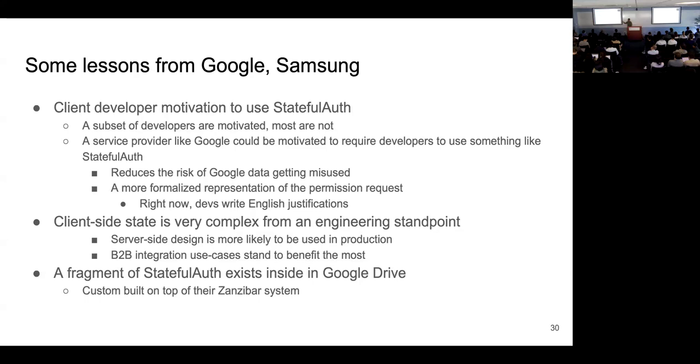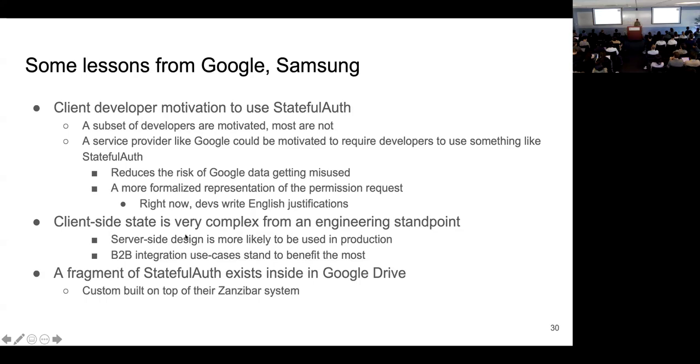With our system, you don't have to rely on English, right? Now you have a WASM program that is basically representing your access. So that kind of analysis on the service provider's end becomes a lot easier. Right now, they just have large teams of humans reading through these justifications.